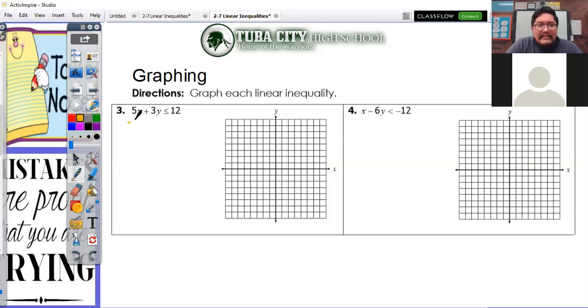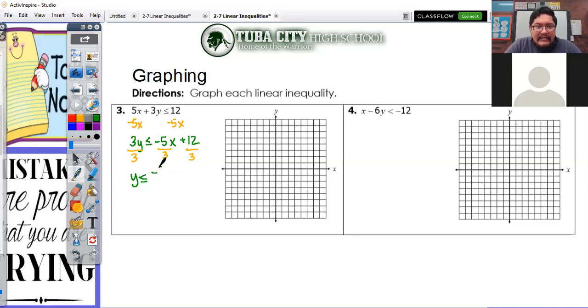So let's go ahead and make it look like y equals mx plus b by moving some of these numbers around. So I'm going to subtract 5x from both sides. And now 3y is by itself. Negative 5x is on this side, and 12 is positive, so it's going to be plus 12, and the 5x is negative, so it's going to stay negative 5x. Now I'm going to divide everything by 3, because I want this y by itself. That's how you solve for y.